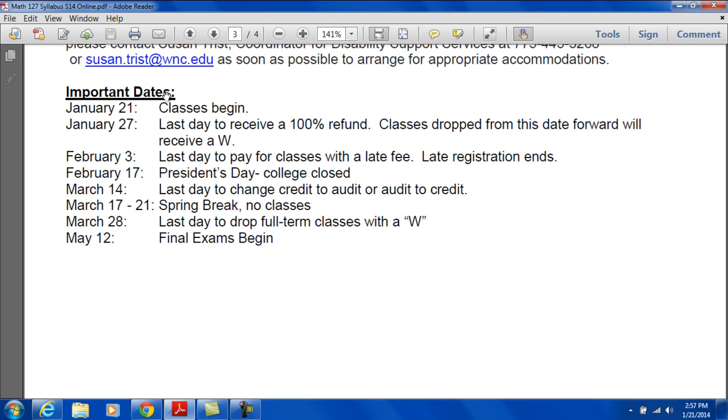Here's a list of important dates. Classes began, last day to receive 100% refund, and so on. I'll let you take a look at that.